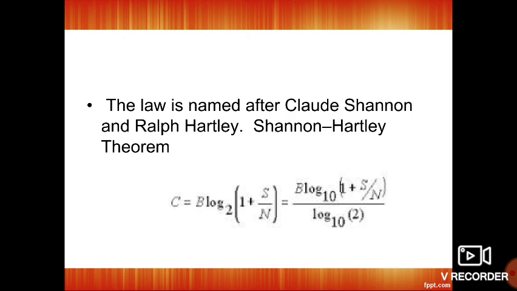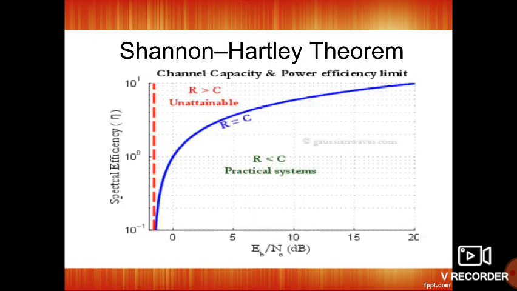So this law is named by Shannon and Hartley, two scientists. So that combined name Shannon Hartley theorem. So it purely depends upon the channel capacity C and bandwidth B. So C and B are related in such a way that C is equal to B into log to the base 2 of 1 plus S by N. S is the signal power, N is the noise power. So while converting this to log 10, it will be B log to the base 10 of 1 plus S by N divided by log 2 to the base 10.